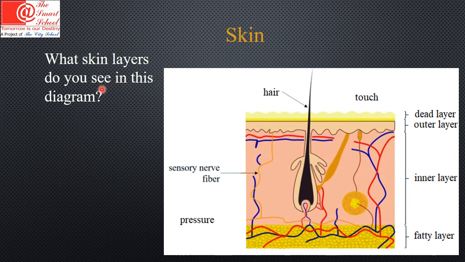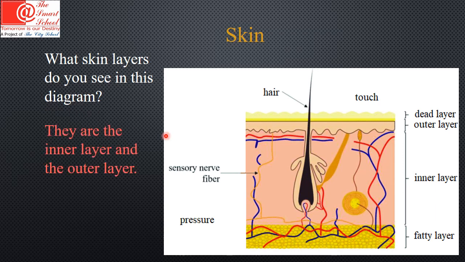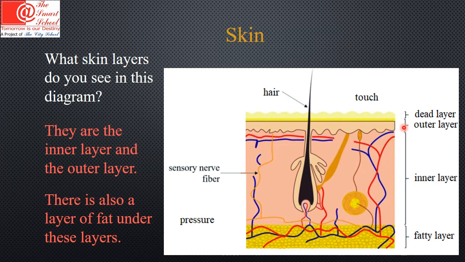What skin layers do you see in this diagram? They are the inner layer, over here, and the outer layer that is shown right here. There is also a layer of fat under these two layers, as you can see here.